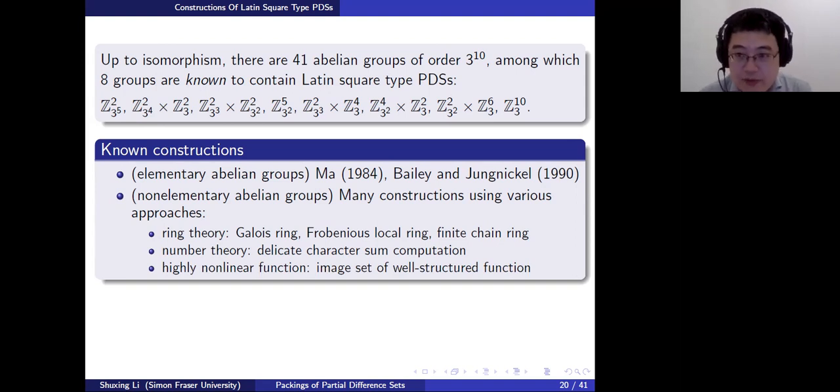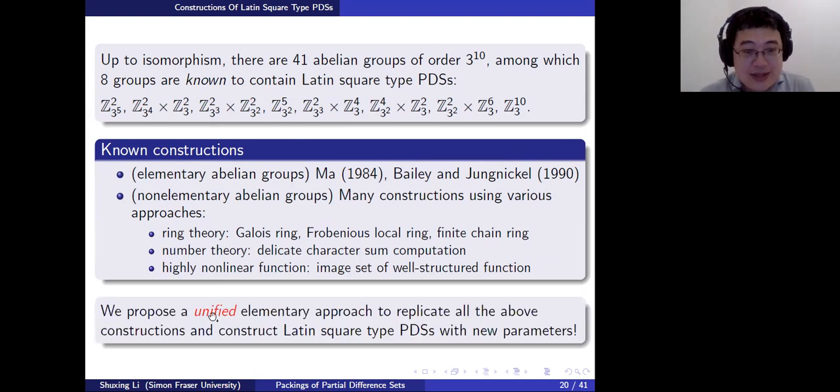Those 3 approaches are very different from each other, and it would be really surprising if they shared some common structure so that you can propose a common framework to unify all these constructions. And in fact, that is exactly what we have done.